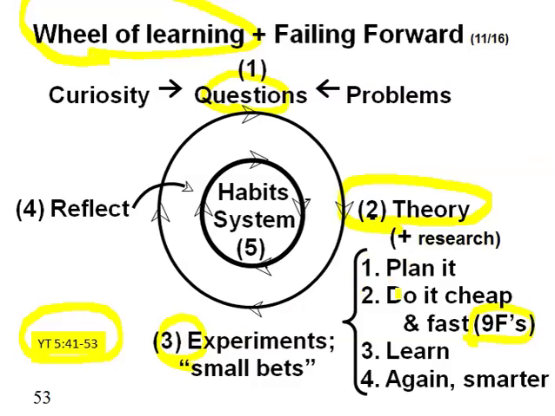So you have to plan it, you got to do it, and the simpler and the quicker and the faster you can do it, the fewer resources it's going to cost, and the quicker you're going to learn a lot for the least amount of money you put in. And you never do it right the first time. So what you learn, that's the reflection part here, which raises the next round of refinement questions, and around we go. So that's the wheel of learning.